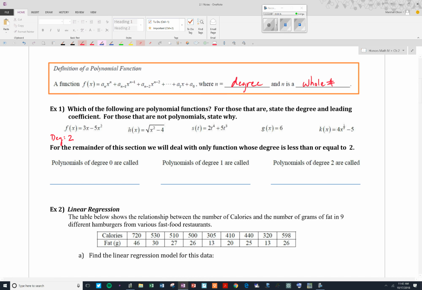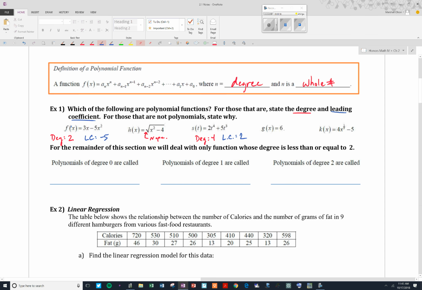And they also ask us to do the leading coefficient as well. The leading coefficient here then would be the -5 that is in front of the x squared. The next function there is not a polynomial function because of the square root. The third function is a polynomial function. It is in standard form. The degree is 4, and the leading coefficient on that same term is 2.